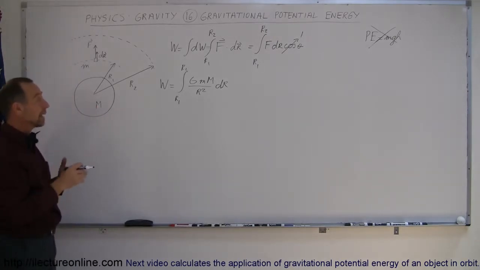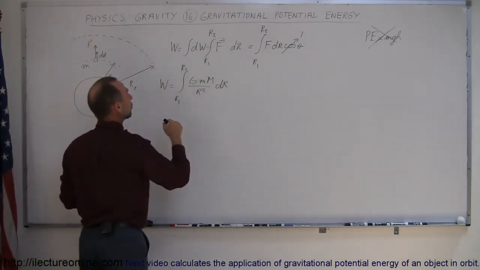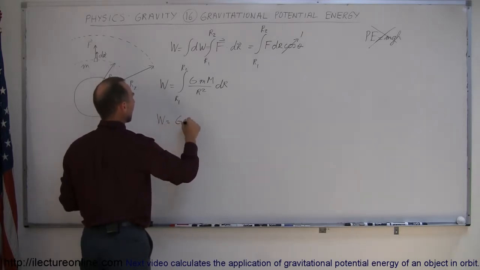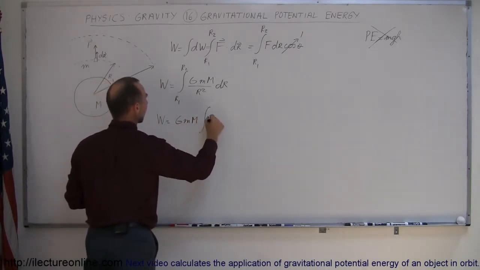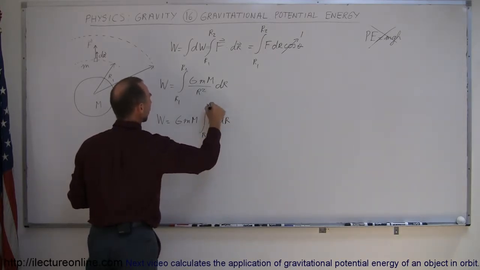Now G, m, and big M are all constant. They can come outside the integral. And r to the second power in the denominator can move to the numerator. So this can now be written as the work done is equal to G m big M times the integral of R to the minus 2 dR, going from R1 to R2.